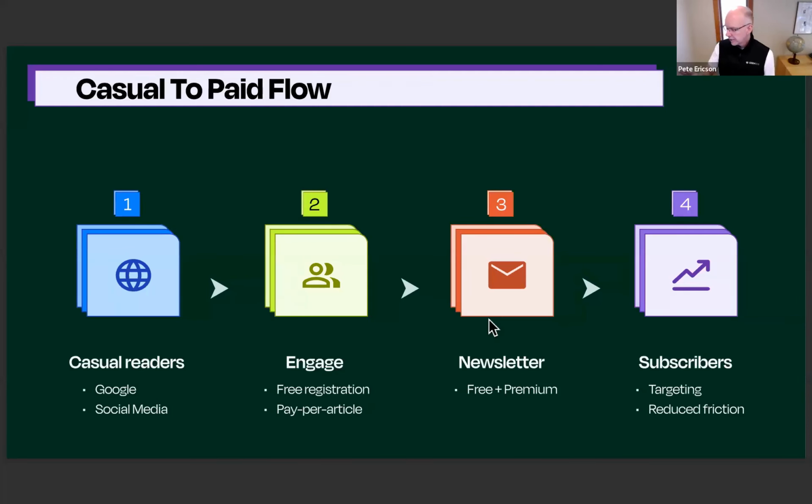Okay. So this is the framework. Some of you may have seen this before. It's a very important framework. It works incredibly well. You have your casual readers coming in from Google and social, typically to start, and they land on your website. They should be reading an article. Let's say they come in from Facebook or a Google search and they land on one of your articles. You should let them read that article without popping anything up to them so they can read in peace.